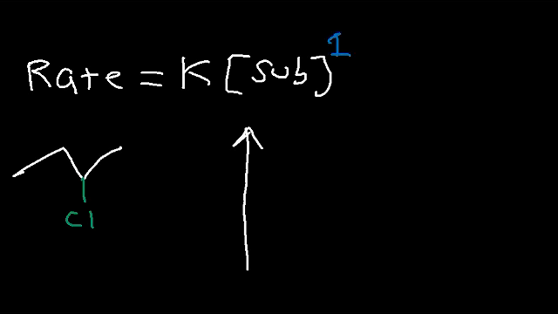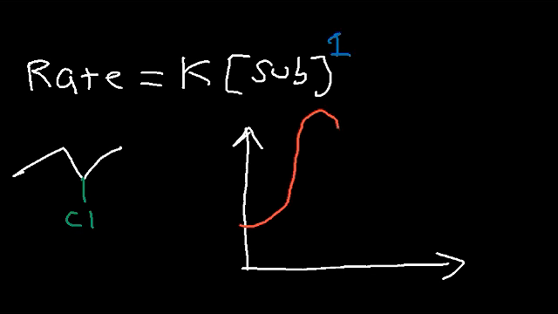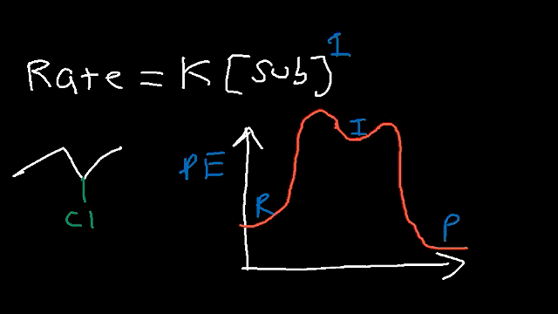And the energy diagram for an E1 reaction looks like this. The first step is highly endothermic, because remember we said that the carbocation intermediate is very high in energy. And the second step is exothermic. So on the y-axis we have potential energy, on the x-axis is the reaction coordinate. Here are the reactants, the products, and the intermediate, which is the carbocation intermediate. Here is the first transition state, and here is the second transition state, which is also known as the activated complex.